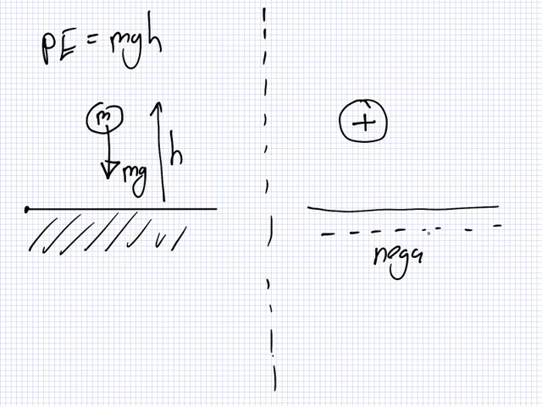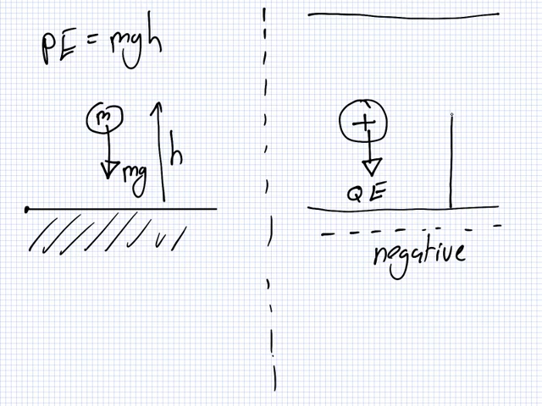Okay so far? Now, let's say instead I have a positive particle, and here I have a negative charged plate. And let's say likewise here there's a force. But what's the force here? Between two plates. QE. Yes? QE. And again, let's say the height here above the plate is h.